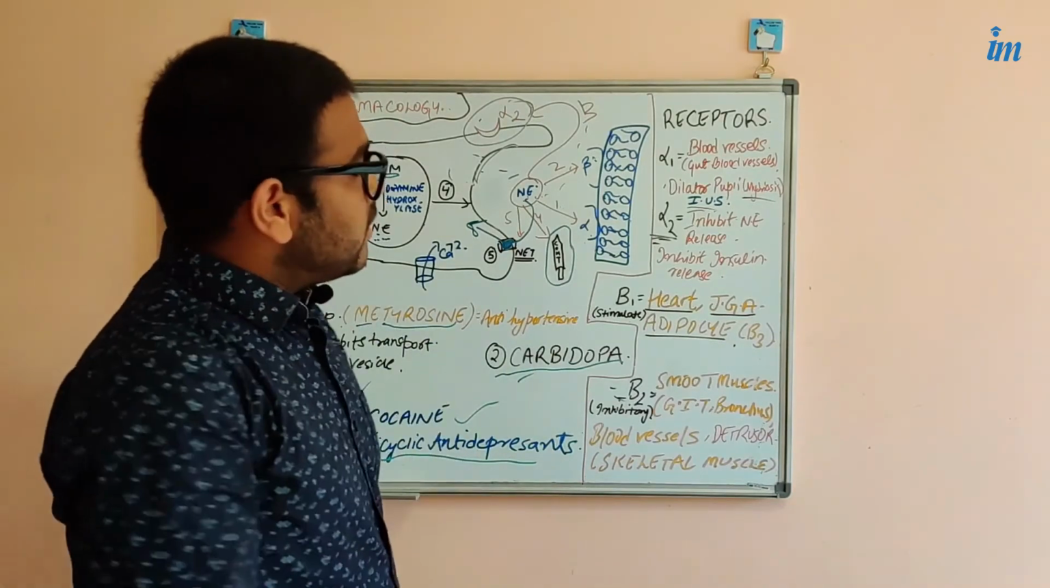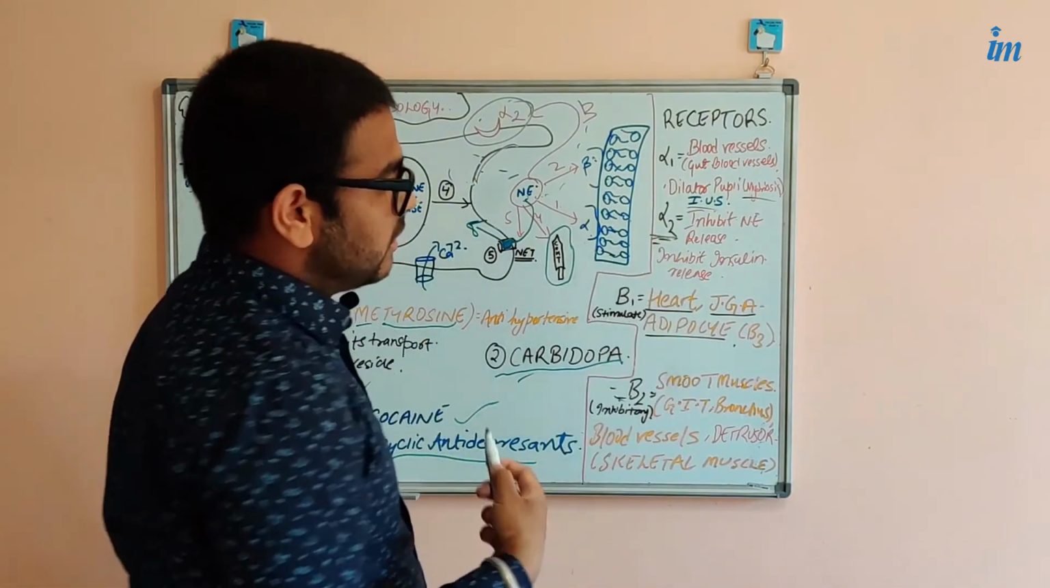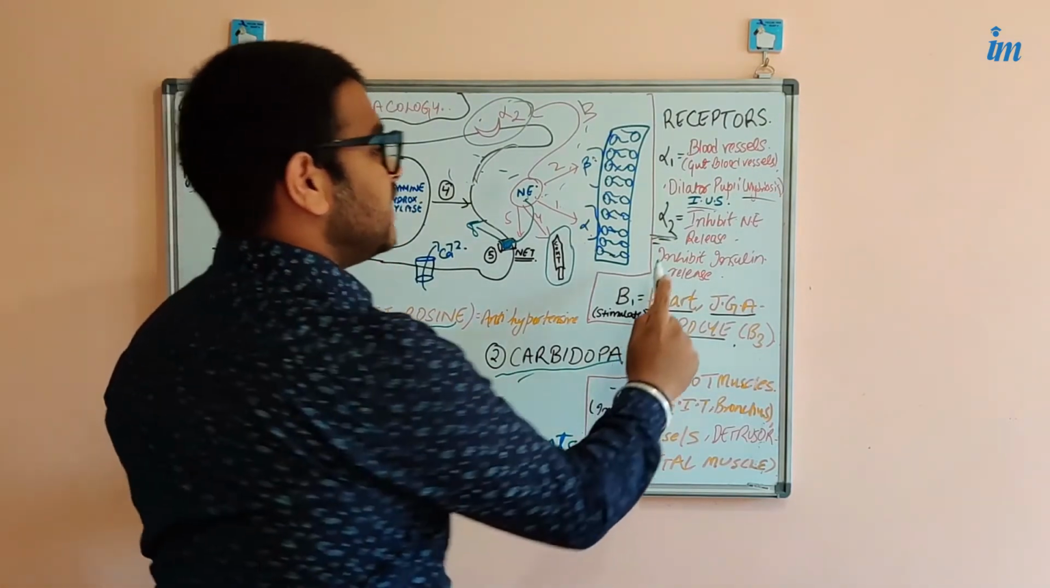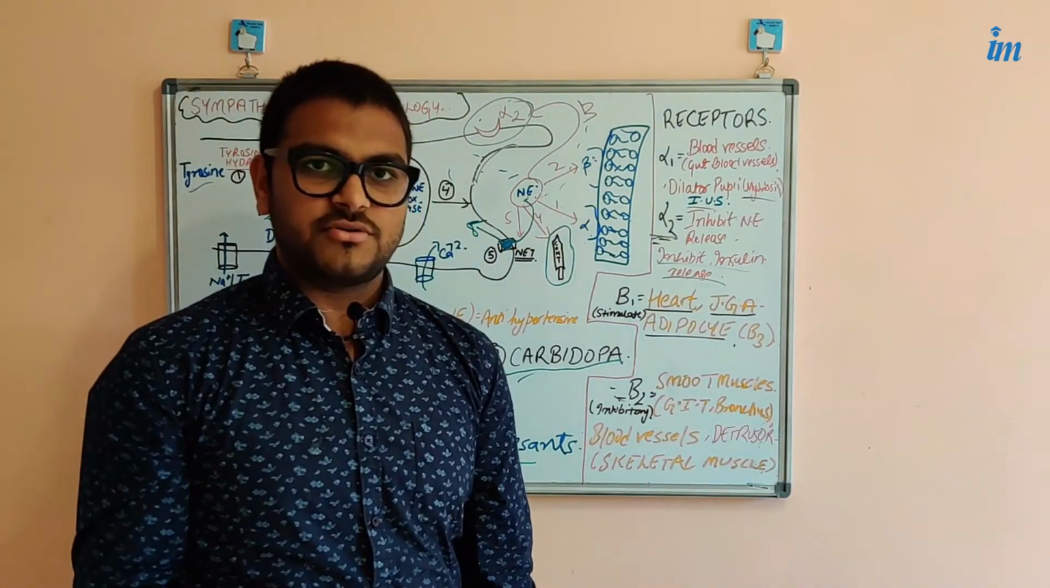Also, alpha 2 is present in your pancreas, and it inhibits the insulin release. Why does it inhibit the insulin release?